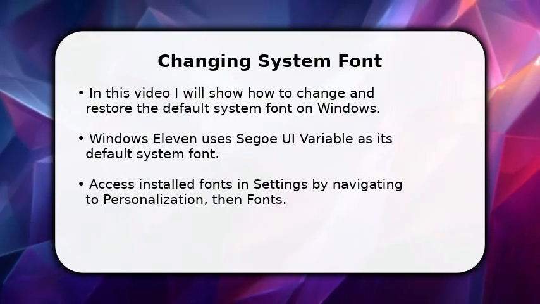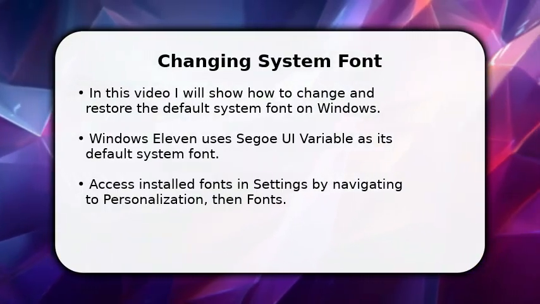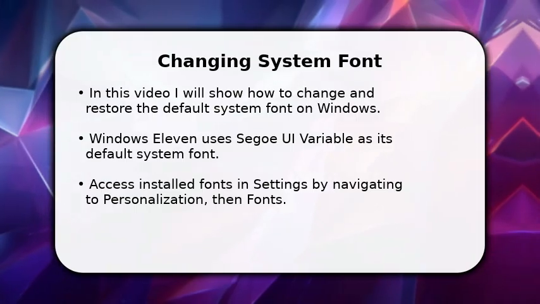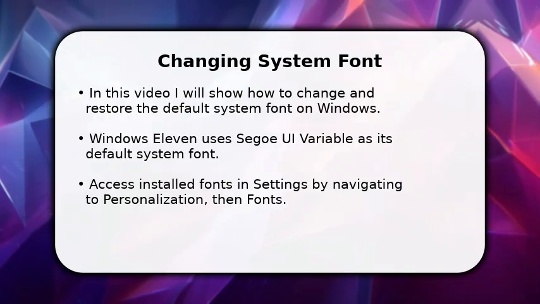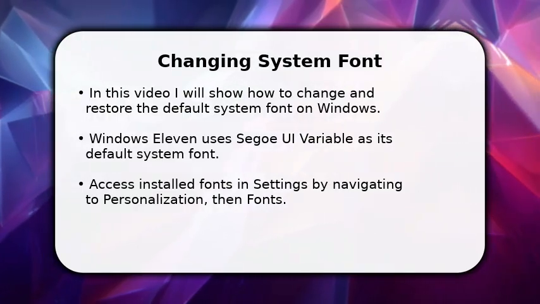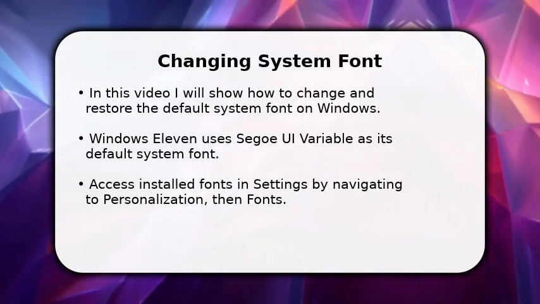Hello everyone. In this video, I will show you how to change and restore the default system font on Windows. Windows 11 typically uses Segoe UI Variable as its standard system font. To begin, open your settings, go to Personalization, and then select Fonts. Here, you can browse all your installed fonts.